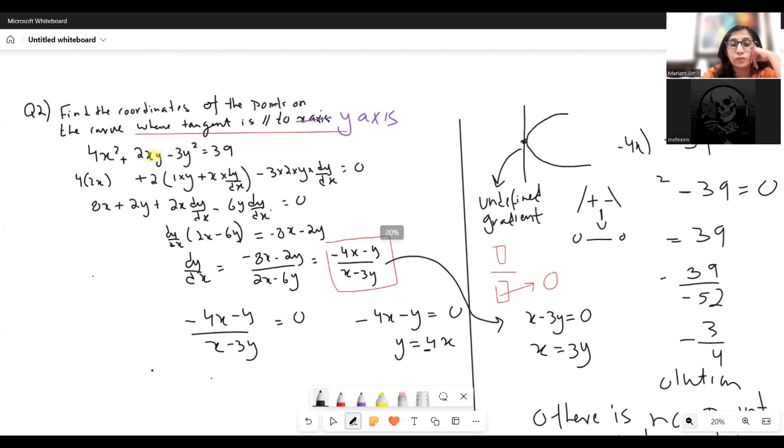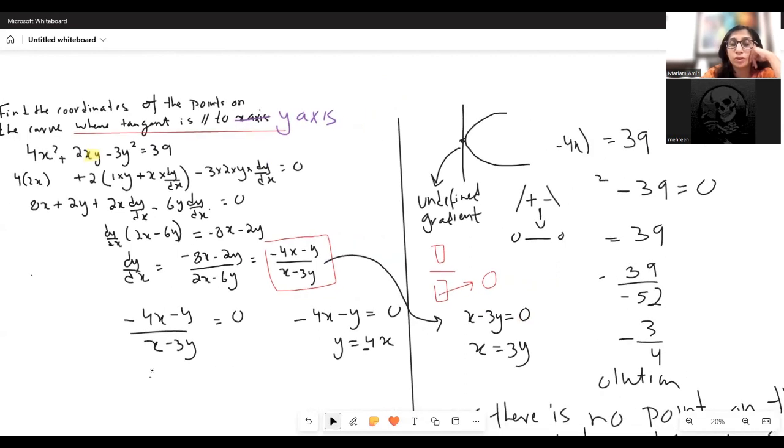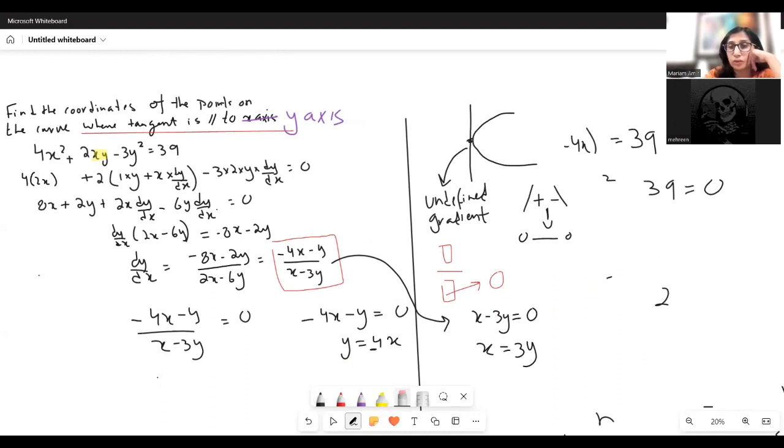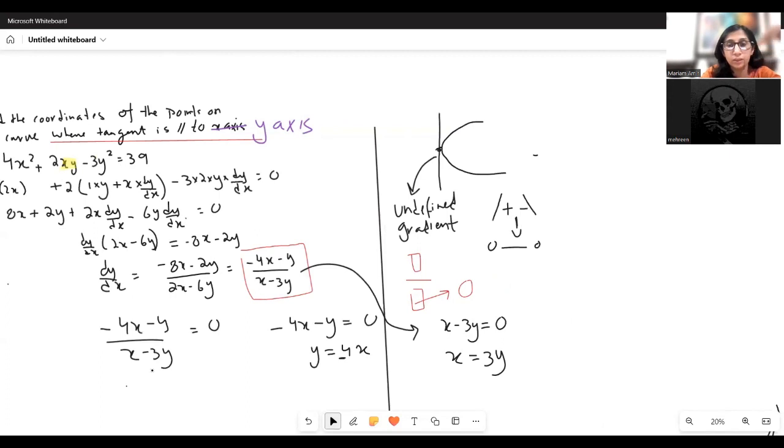Now let's try to substitute it in the original equation. Maybe this time we'll get answers. Not sure though, since I just made the question up. Maybe this doesn't even exist. Let's see. Okay. So replace the x with 3y.